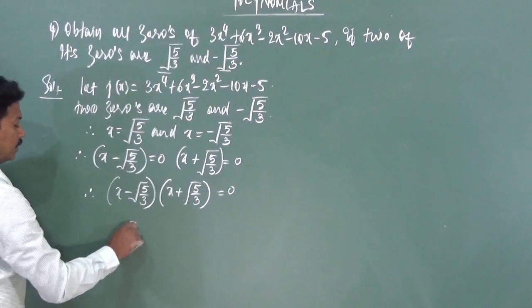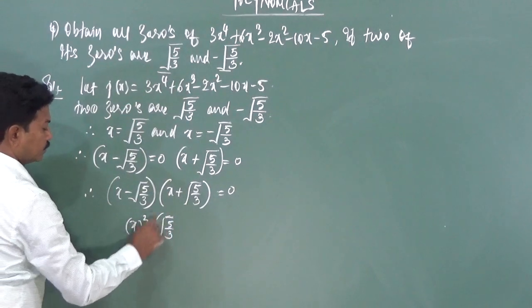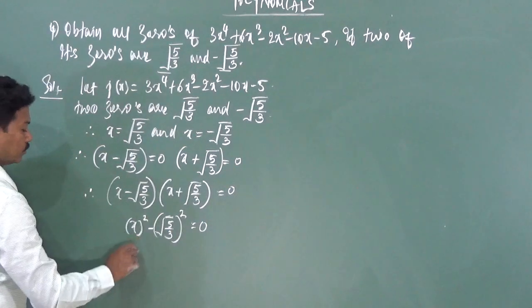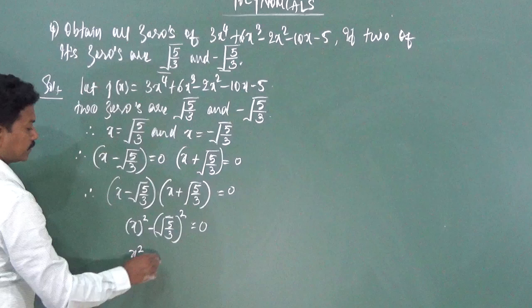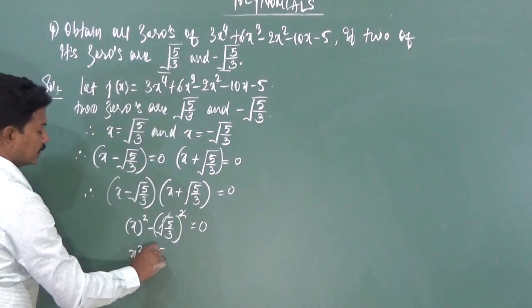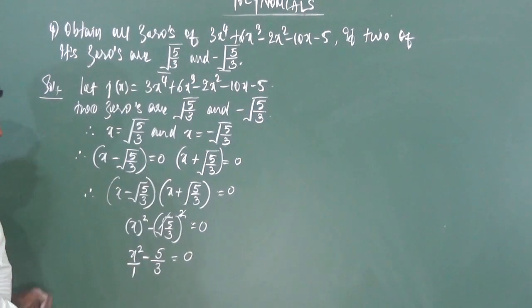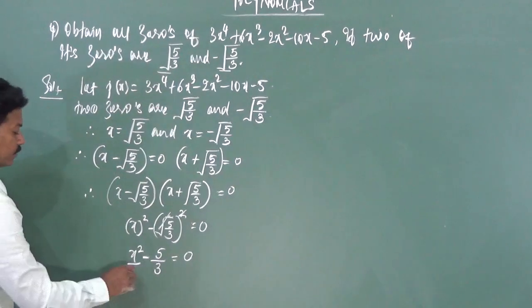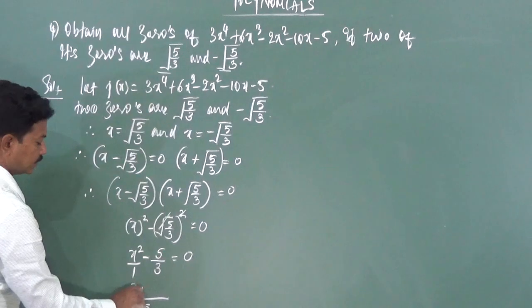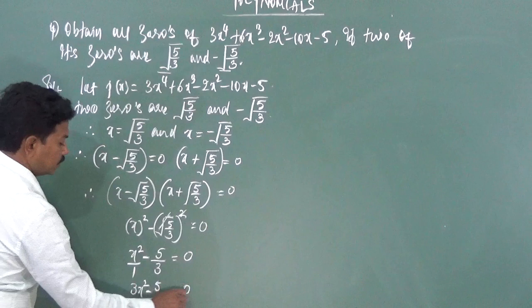So this can be written as x whole square minus root 5 by 3 whole square, which is equal to 0. Right. So x whole square is x square, minus root 5 by 3 whole square is the square and the root symbol cancels. So we are left with just 5 by 3, which is equal to 0. Let us take LCM for this. So LCM for 1 and 3 is 3. X square by 1 into 3 is 3x square minus 5 by 3 into 3 is 5, which is equal to 0 by 1.